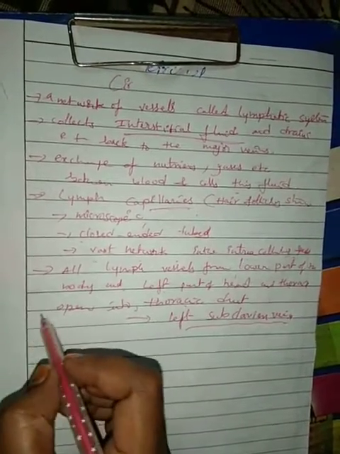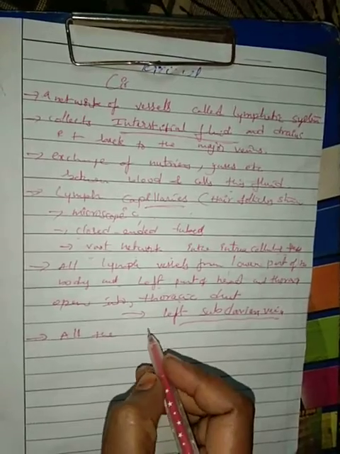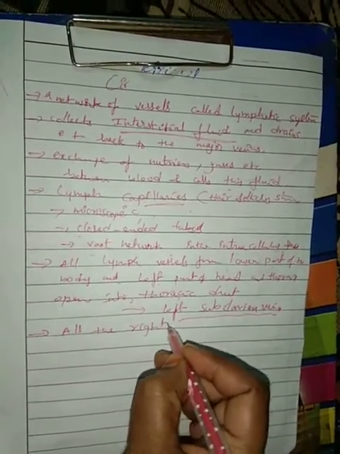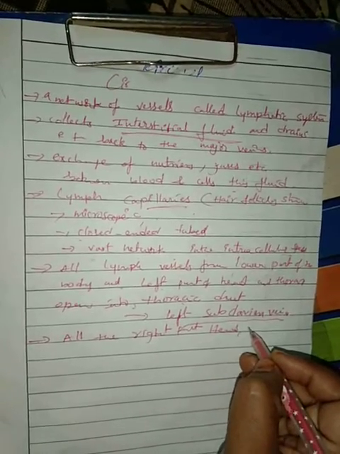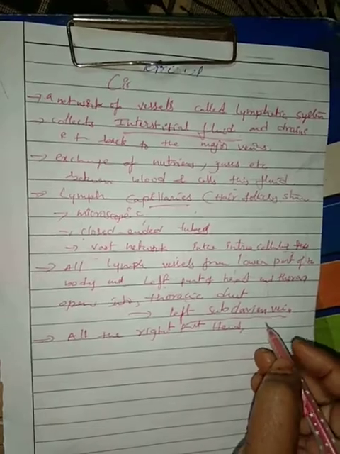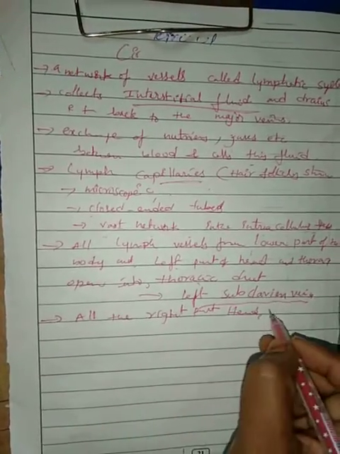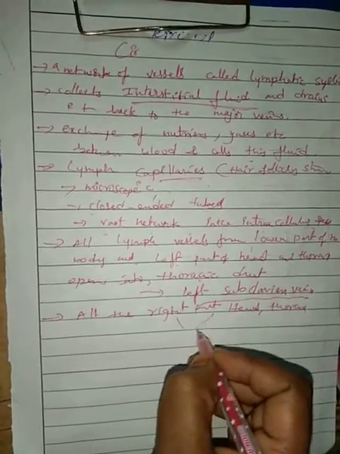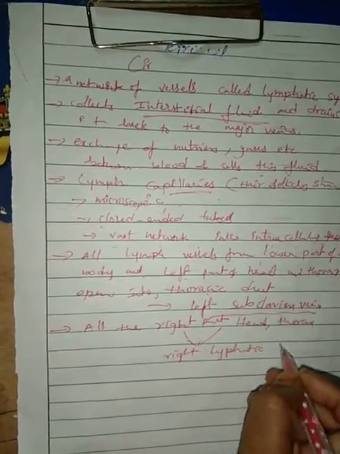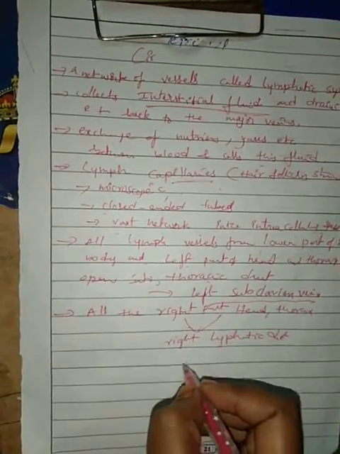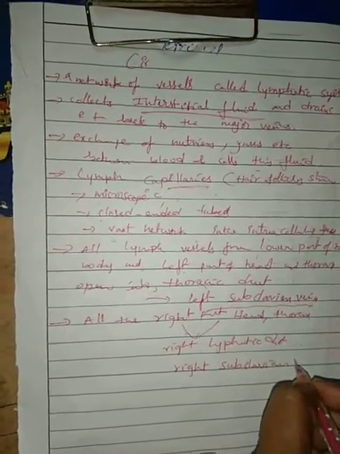And the next one: all the lymph vessels from the right part of the body, and the right part of the head and thorax, open into the right lymphatic duct, that is, the right subclavian vein.